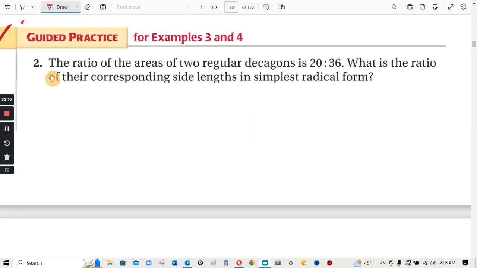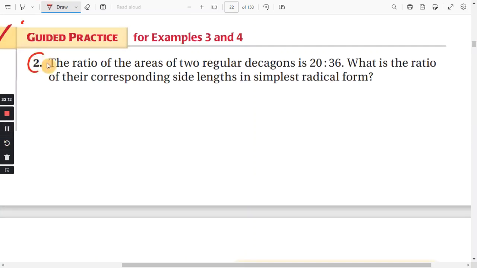Okay, please try guided practice number 2. The ratio of the areas of 2 regular decagons is 20 to 36. What is the ratio of the corresponding side lengths in simplest radical form? I'll give you a hint. All you have to do is take the square root of that and simplify, make it a fraction. Okay, so they gave us the ratio of the areas.